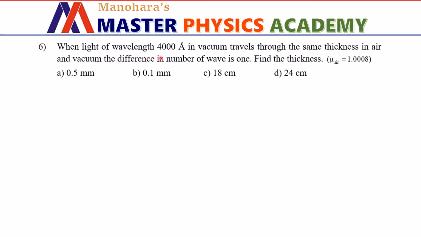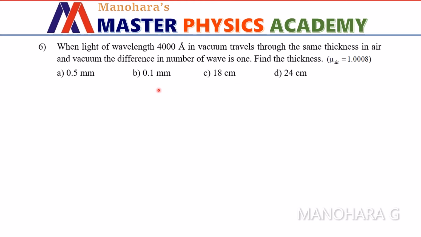When light of wavelength 4000 angstrom in vacuum travels through the same thickness in air and vacuum, the difference in number of waves is 1. Find the thickness. The refractive index of air is given as 1.0008. In a larger perspective, we always mention the refractive index of air and vacuum is one and the same, that is 1. But to talk about the truth, the air is a denser medium compared to vacuum only by a small amount too.